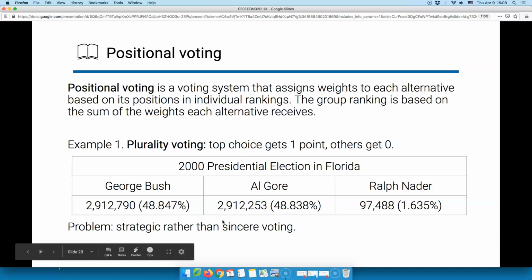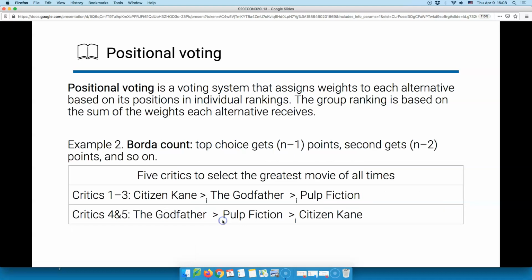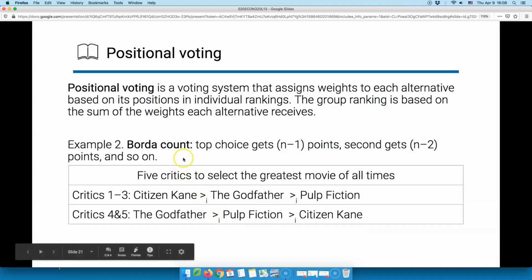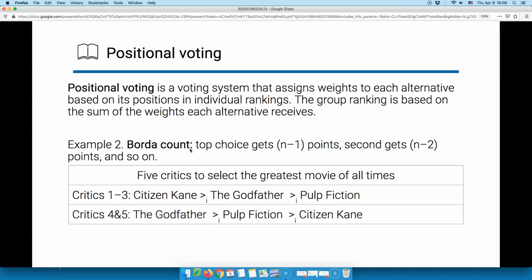A more elaborate example of positional voting is called Borda count. And so in the Borda count case, with n alternatives, we're going to distribute points the following way. The first alternative will get n minus 1 points, the second alternative will get n minus 2 points, and so on. The second to last alternative will get 1 point, and the last alternative will get nothing. And the example of how Borda count works is as follows.